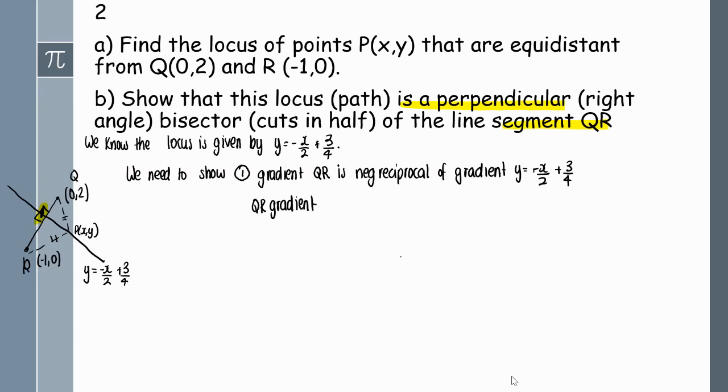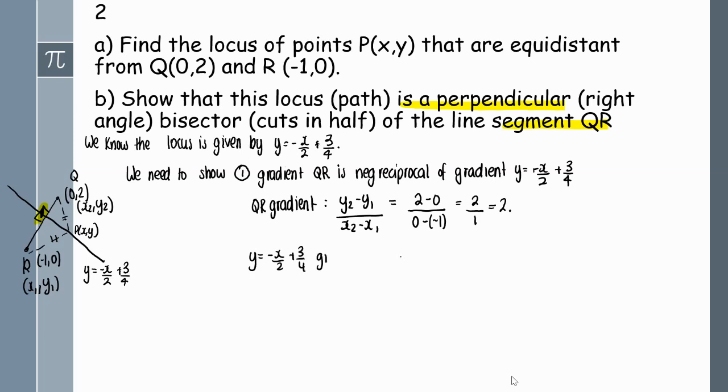The gradient formula for QR would just be y2 minus y1 over x2 minus x1. I'm going to make the point R be x1, y1, and the point Q be x2, y2. Then I will have for my formula 2 minus 0 all over 0 minus 1. That will become a plus 1. So I have 2 over 1. That equals 2. That's my gradient of QR.